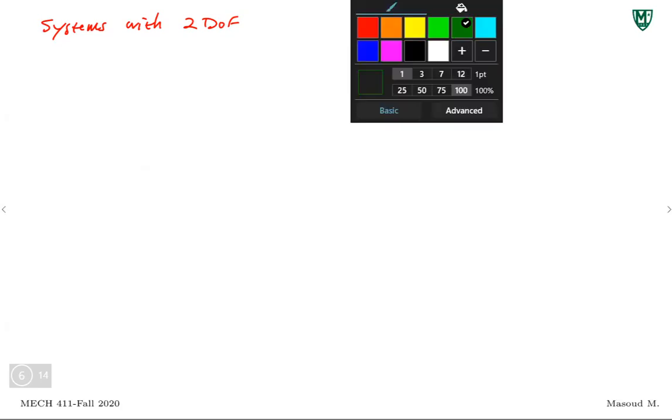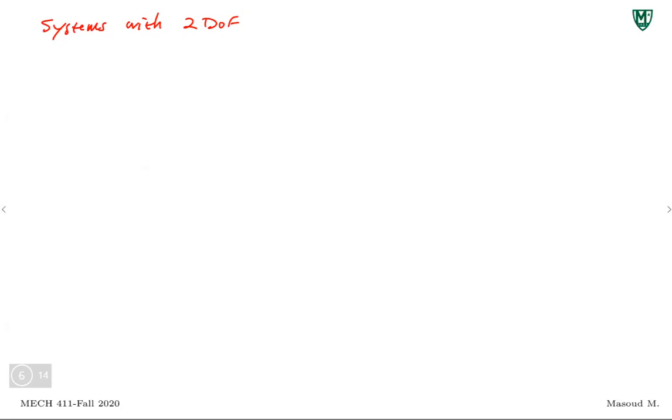So, systems with 2 degrees of freedom. I'm going to look at their equation of motion, obviously. As always, we start with the system that is just the spring mass. And what I'm going to do is derive the equation of motion for a very general form. I'll say I have 2 masses there.